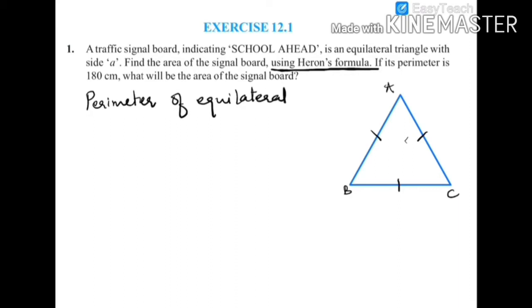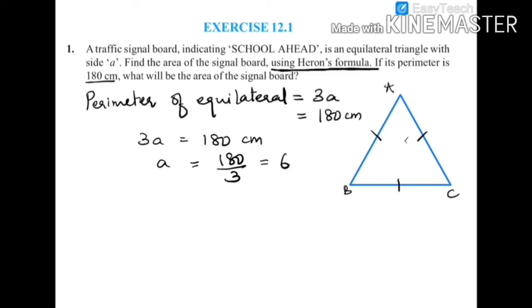Now perimeter of a triangle is sum of all three sides. Since all three sides in equilateral triangle are equal, the perimeter will be 3 times A. And this perimeter is given as 180 centimeters in the question. So 3A is equal to 180 centimeters, or A is equal to 180 upon 3, which is 60 centimeters. So each side of this triangle is 60 centimeters.